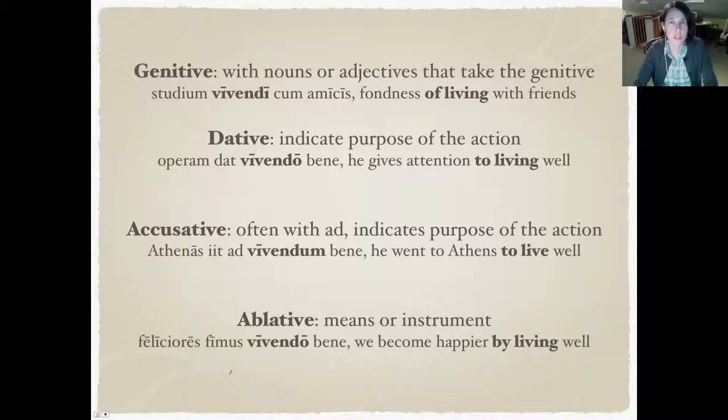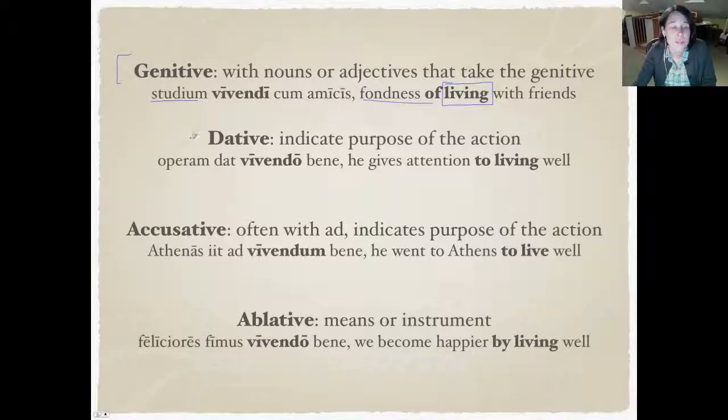Okay, talk a little bit about uses of the different cases of the gerund. So the genitive gerund is going to show up with nouns or adjectives in Latin that normally take the genitive. So, for example, the noun studium, right? If you have a fondness of living. So, studium vivendi cum amicis. He has a fondness of living with friends. And so you'll see that what I'm doing with my translation is I'm translating the gerund like a gerund in English. I'm just turning it into an -ing verb.